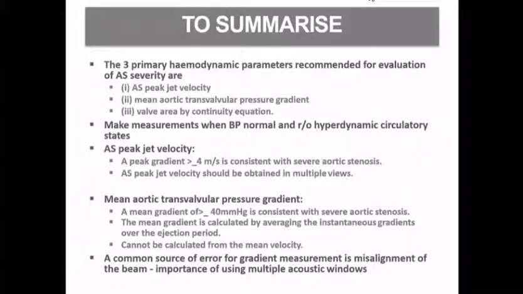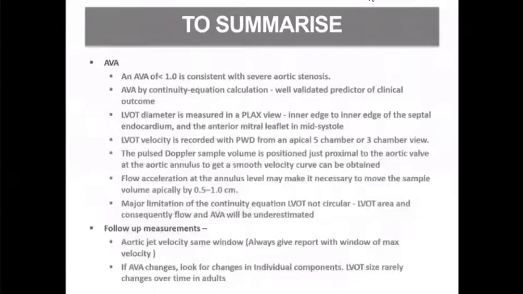A peak velocity of more than 4 is almost suggestive of severe aortic stenosis. It should be obtained in multiple planes, and the highest should be considered the maximum. A mean gradient of more than 40 is also consistent with severe AS. The mean gradient is calculated by averaging the instantaneous gradients over the ejection period and cannot be calculated from the mean velocity. A common source of error is malalignment, so you should have a very good window before labeling it severe AS. A valve area of less than 1 is considered severe AS.